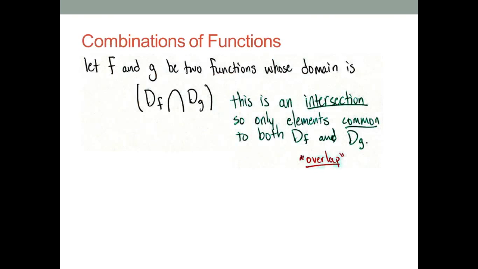Combinations of functions are super simple. The most complicated part is domain. Domain is just the possible values of x. What can x be? And this fancy symbol here just means intersection. So only the elements that are common to both domain of f and domain of g, where they overlap. I've got some examples coming. This might not look easy, but it actually is straightforward when you see it in action.